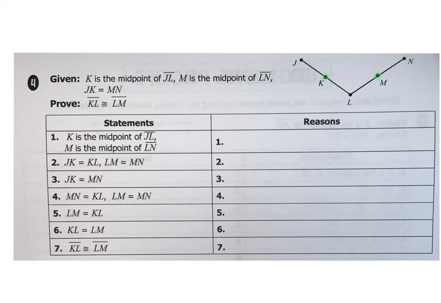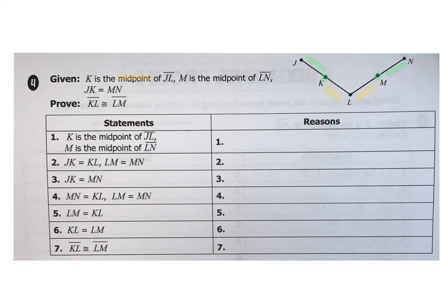So they've told me that JK equals LM. So they've told me that JK here equals MN here. All right. And so what they want is for us to prove that KL, this segment, is congruent to LM. And some key things you want to pay attention to in your given.